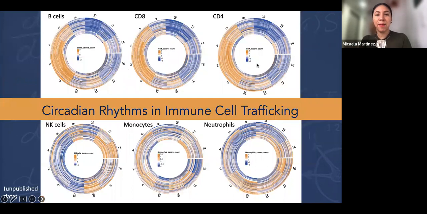And we can look across cells of the immune system. And here on the top, I'm showing examples of three different cells of our adaptive immune system. So this is the part of our immune system that undergoes specific attacks of pathogens. And we have these three important cell types, the B cells, CD8 T cells, and CD4 T cells, that are all elevated in our blood at night.